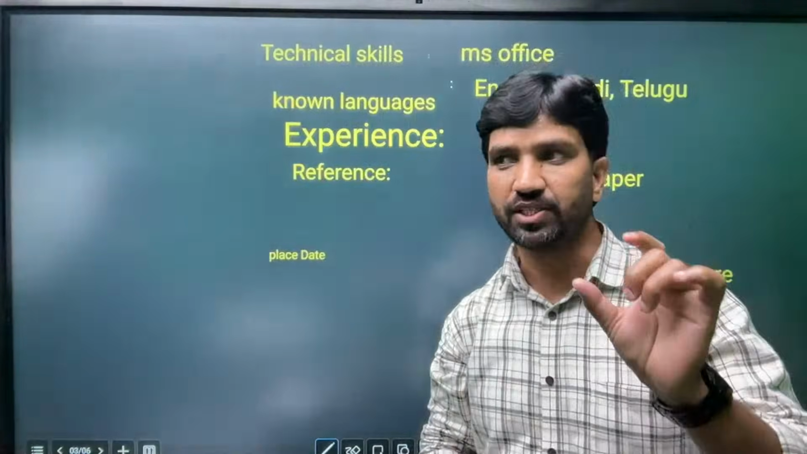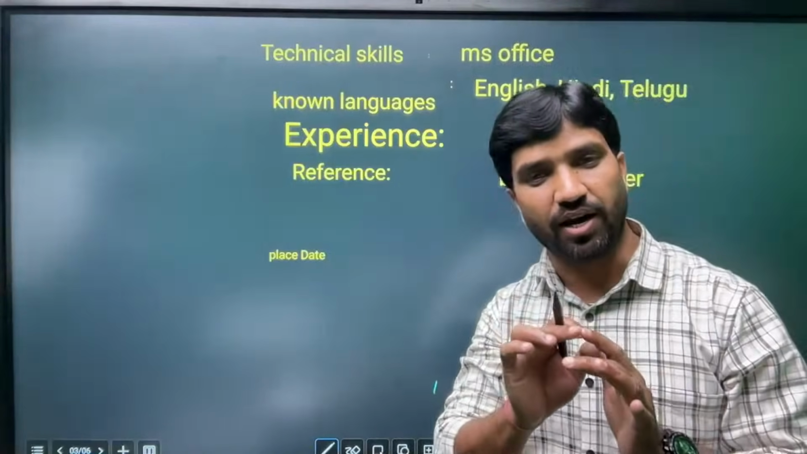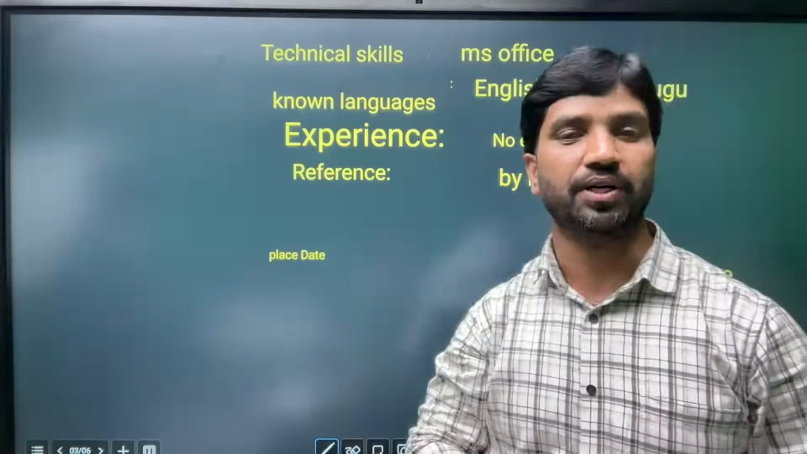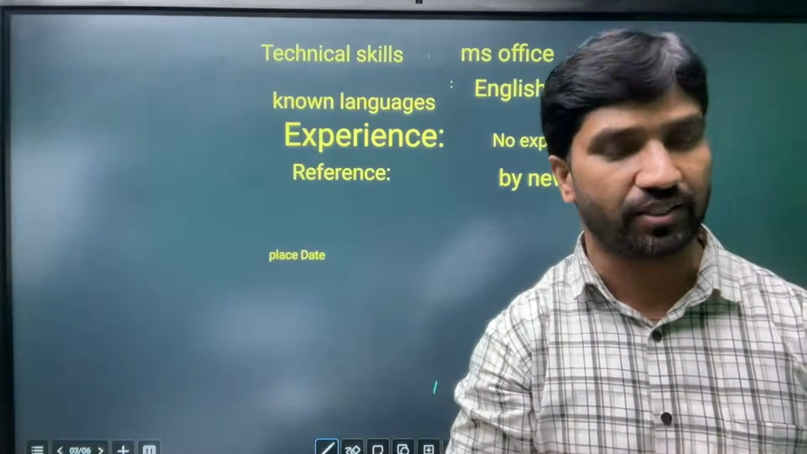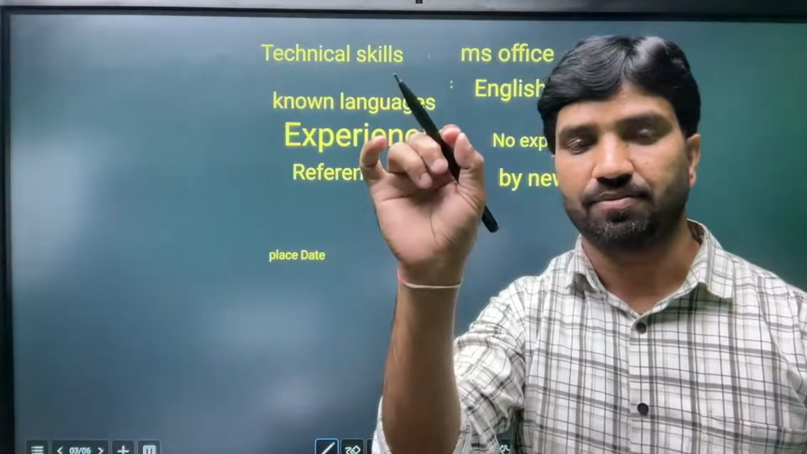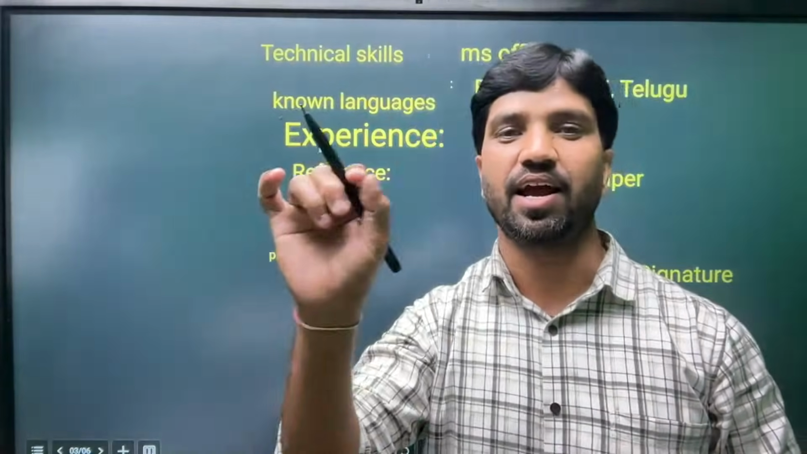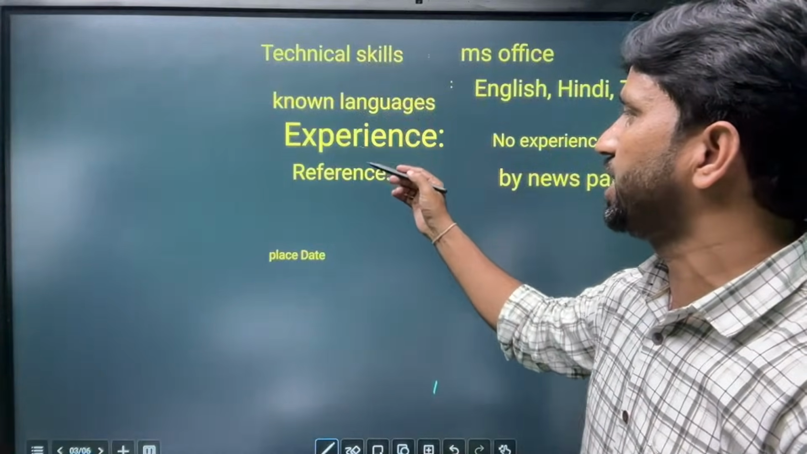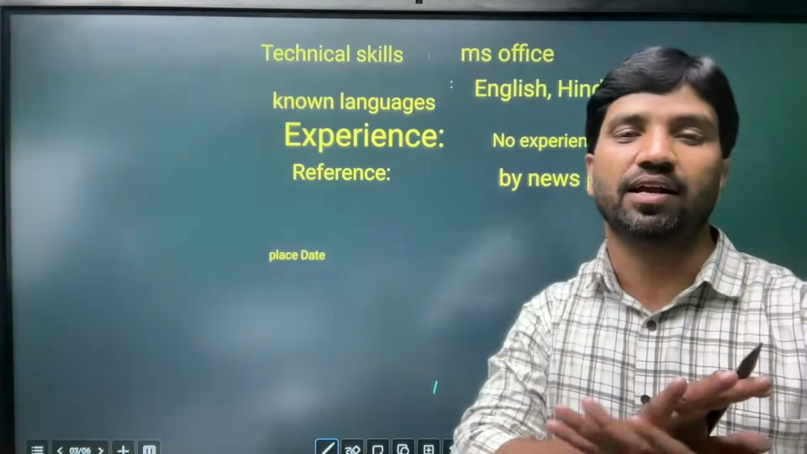First, we start with the personal profile: name, father's name, date of birth, full address, phone number, and last one is email address. These things come in the personal profile. Then the next heading is educational qualifications. For that, we may make a table: serial number, qualification, institution, year and percentage. After that, the remaining sections are technical skills, known languages, experience, reference, place and date, and signature. By this, the curriculum vitae is completed.